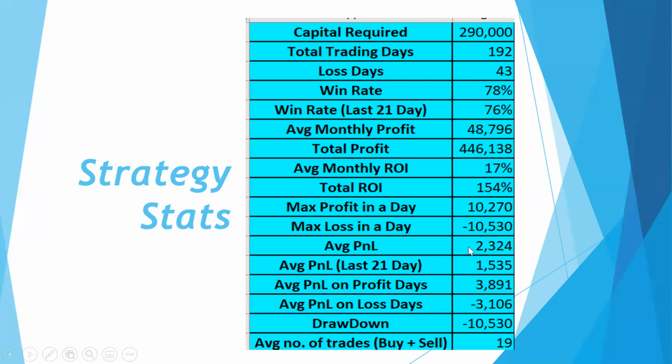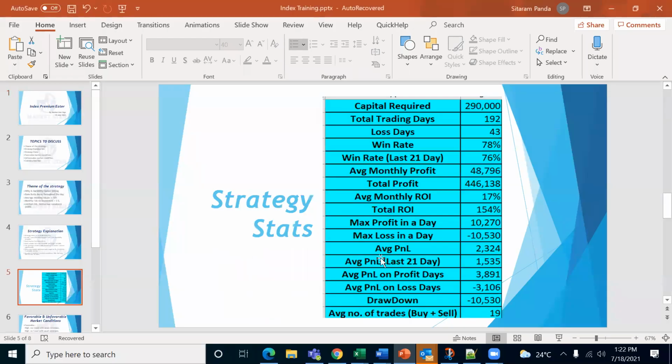Then the drawdown is very small, only 10,530, whatever we got as the maximum loss. That is again the beauty of this strategy. On just one day, the market must have become unfavorable for the strategy, so there was just a 10,500 loss, and immediately from the next day it recovered. That drawdown didn't sustain. On one day there was a 10,530 loss, but after that it recovered again. So that is the only odd day you can say. Okay, so this is about strategy stats, and I will show you why this 10,530 rupees loss occurred.